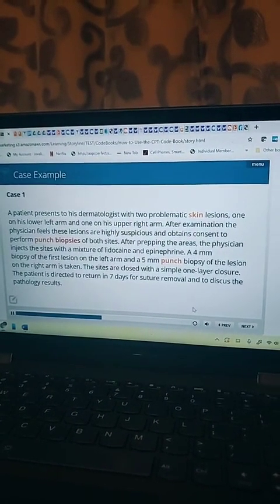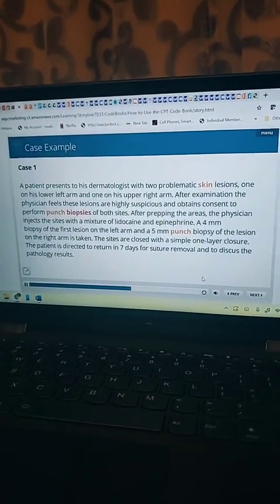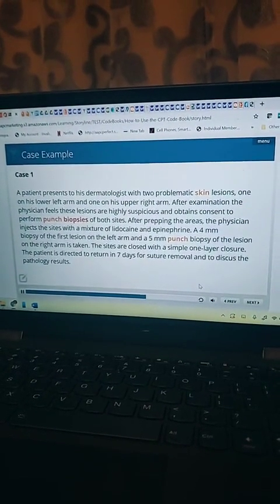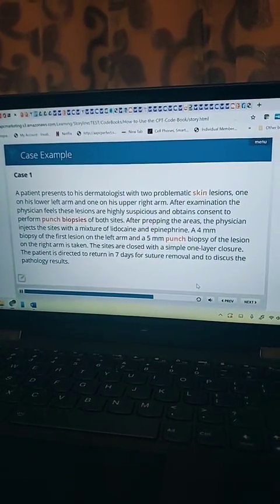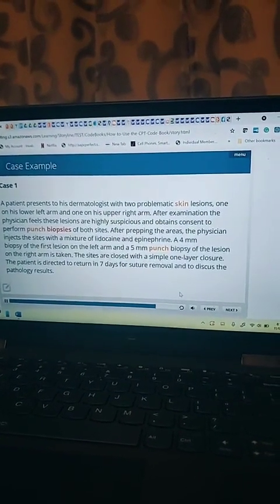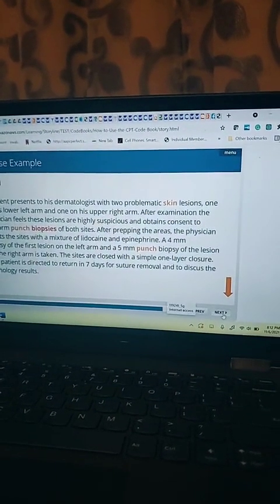Eponym. The intent of this procedure is to perform a biopsy of the suspicious skin lesion. Biopsy is our main term. Subterms are usually the location or type of procedure performed. In this case, the location is the skin and the type a punch biopsy. Click next to view a tutorial on how to code these procedures.